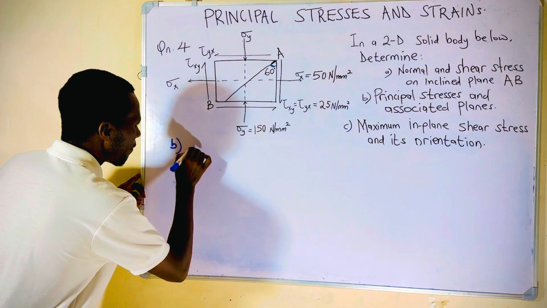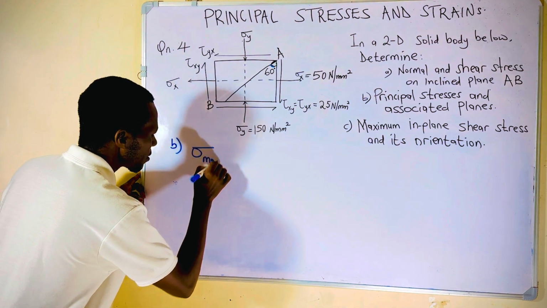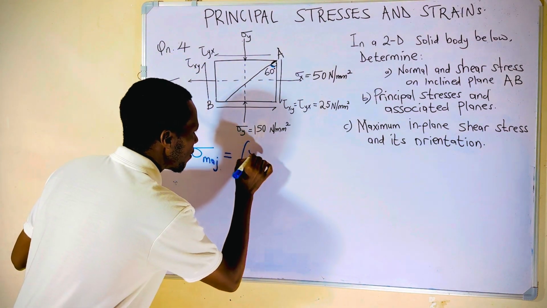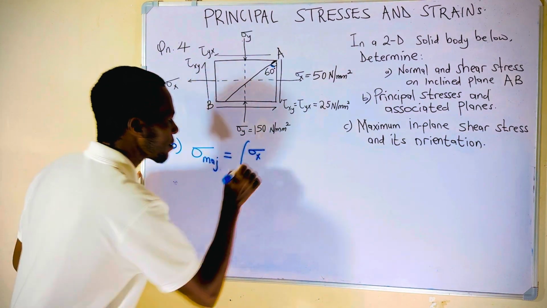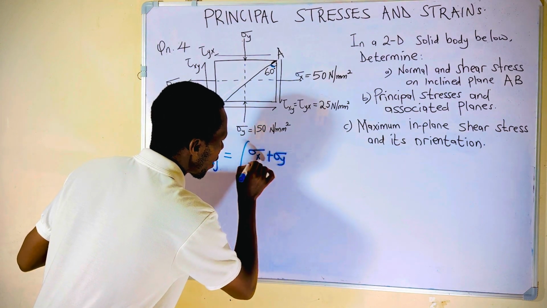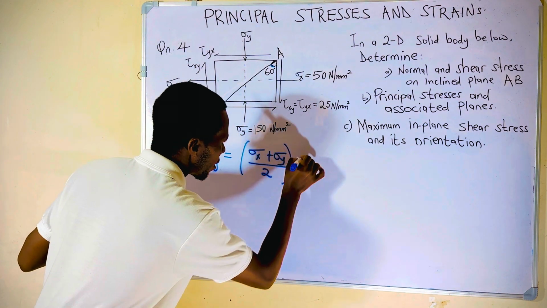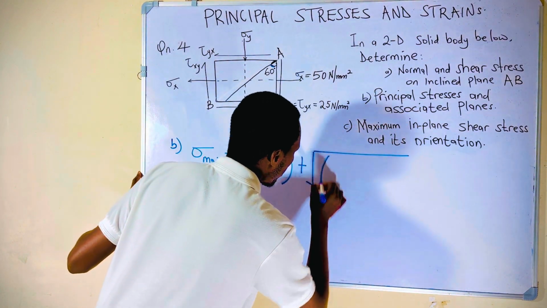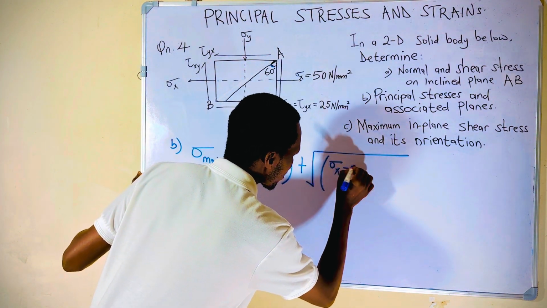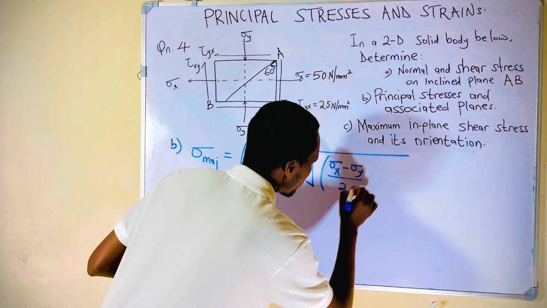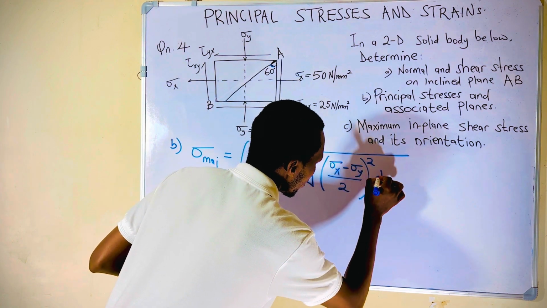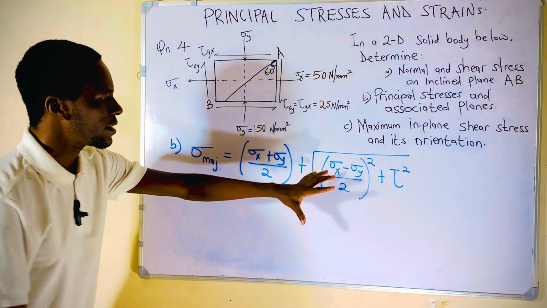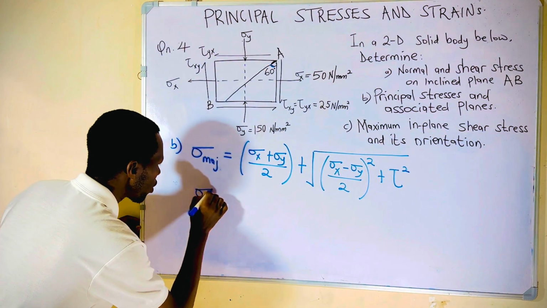So let's start by getting the first one, which is the major principal stress. Sigma major is equal to, we learned that the formula is sigma x plus sigma y, everything out of 2, then connected by plus, the root of sigma x minus sigma y, everything divided by 2, squared, and then plus tau squared. Yes, so this is the formula. Now we have to substitute what we have.